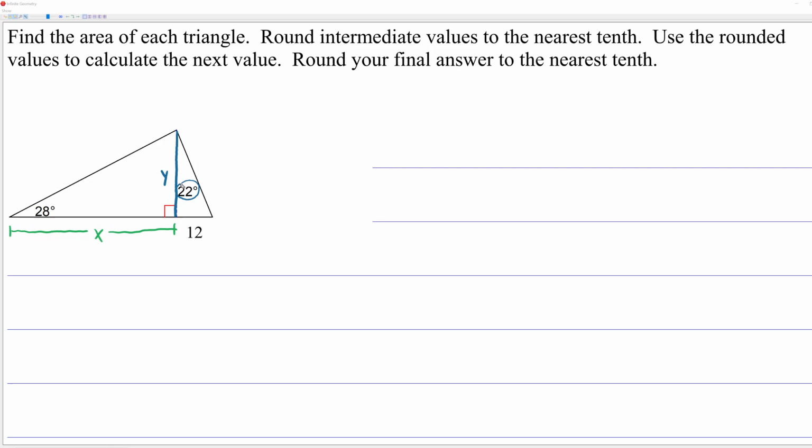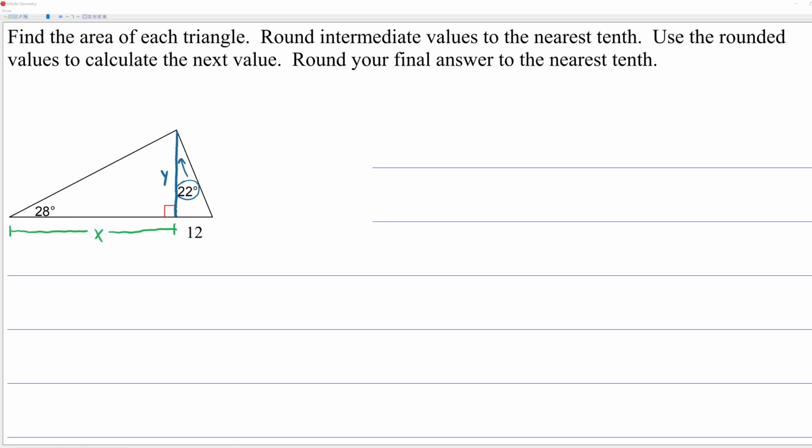Now, I'll give you a little warning about my computer program. When you have really small angles, sometimes the label or the number gets pushed out of the way. So 22 degrees is not this angle at the bottom right. Rather, 22 is a small angle. 22 is the number up there.